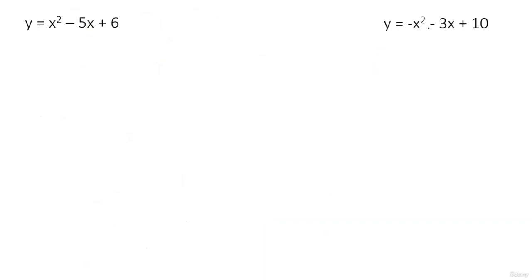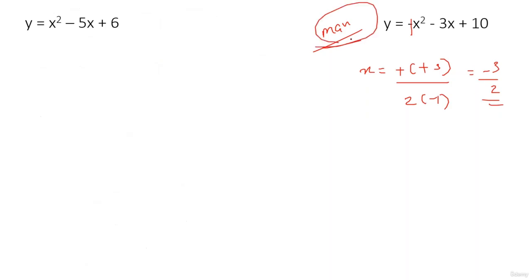y is equal to minus of x square minus 3x plus 10. Here the coefficient of x square is minus 1. That means you have a maximum value definitely. And what is that maximum value? That will happen when x is equal to minus b upon 2a. a here is minus 1, b is minus 3. Minus minus cancels, ultimately the minus sign comes up, x is minus 3 by 2. So this maximum value exists and it happens at x equal to minus 3 by 2.